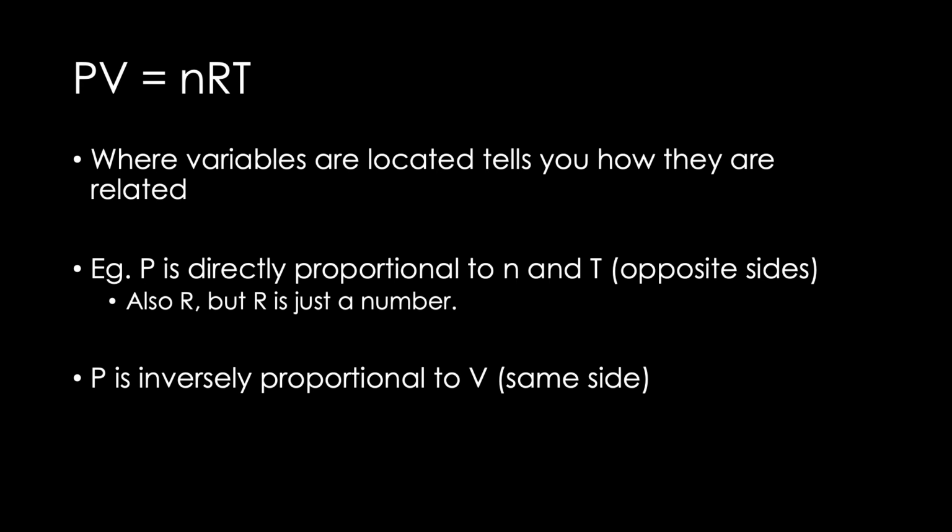Conversely, variables on the same side of the equation are inversely proportional. Let's use P and V. If we keep everything on the right-hand side constant, but increase V, then P will have to decrease to account for the increase in V. So the takeaway here is that we can increase volume to decrease pressure, or increase temperature to increase pressure, or increase number of moles to increase pressure, and so on.